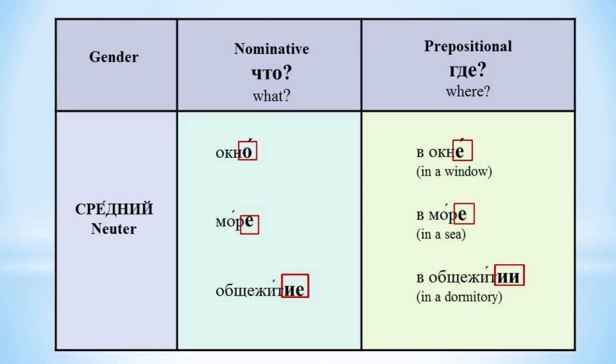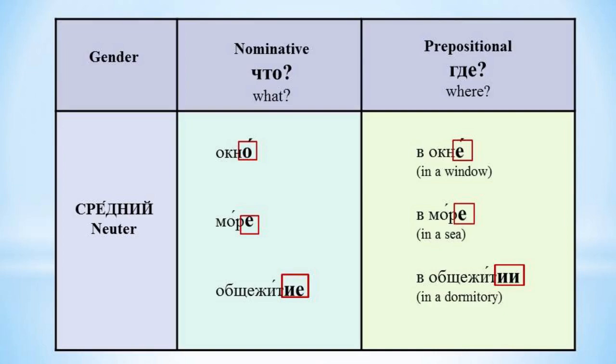Now let's focus on neuter nouns. If a neuter noun ends with the letter «о», then when we need to change this word into the prepositional case, we have to remove the letter «о» at the end and place the letter «е» instead of it. So you can see окно, в окне. And the same system works with neuter nouns that end with the letter «е». For example, море, we remove the letter «е» and put the letter «е» instead of it. So море, в море.